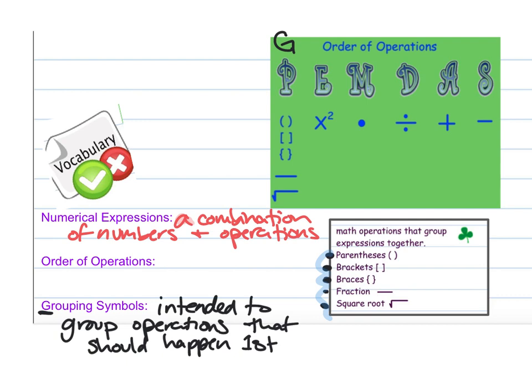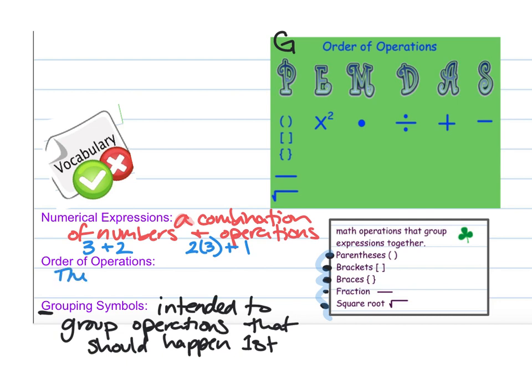So an example of a numerical expression, 3 plus 2. I have numbers, I have an operation of addition. Another one, maybe with multiple operations, 2 times 3 plus 1. So I have multiplication and addition. And we'll talk again about today how many different ways there are to show multiplication also. And then lastly, but not leastly, what we're talking about today, order of operations.